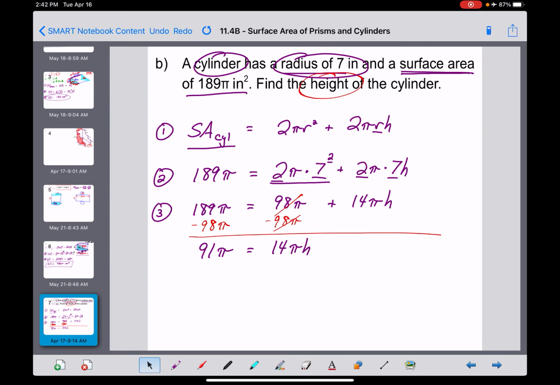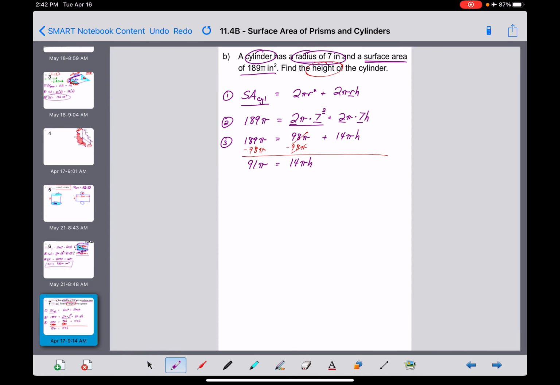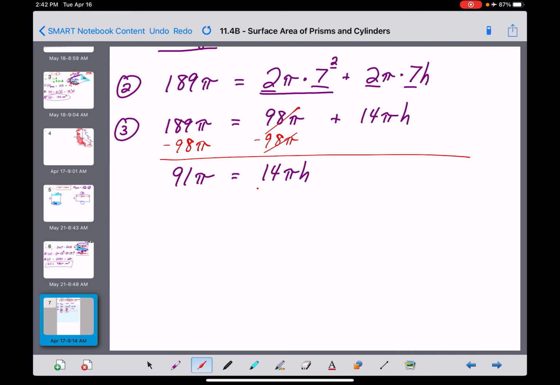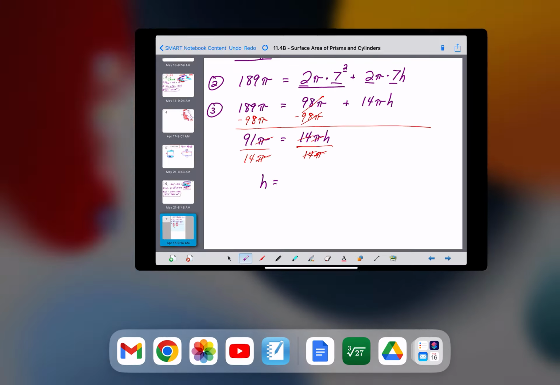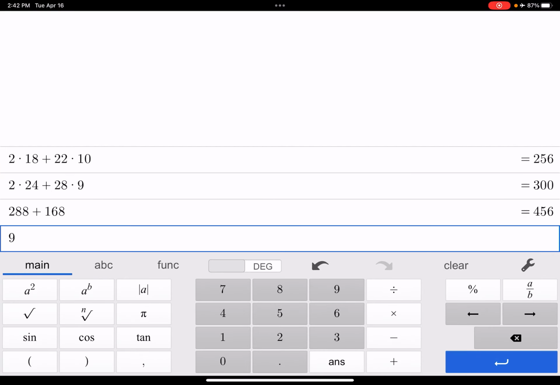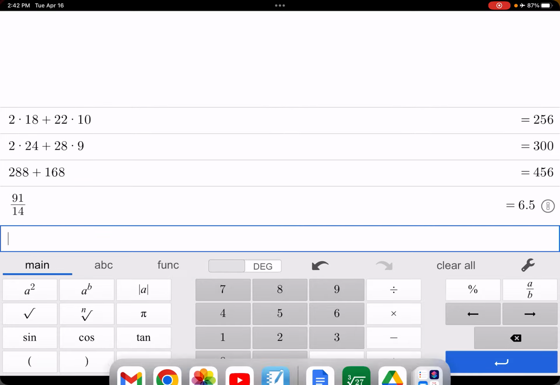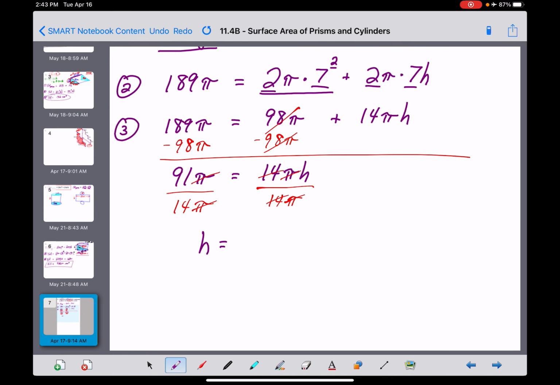We are trying to get h by itself. Move that down a little bit, sorry. Trying to get h by itself, so the h is being multiplied by 14 pi now, so I would divide both sides by 14 pi. And what I'm hoping you guys see right away here, well, the 14s cancel on the right, the pi's cancel on the right, but most importantly, the pi's on the left cancel as well. So all we have to do here to figure out h is divide 91 by 14. Let's see here, which doesn't work out perfectly, but I don't think it's that bad. Yeah, 6.5. So I don't feel terrible about getting a nice decimal like that.